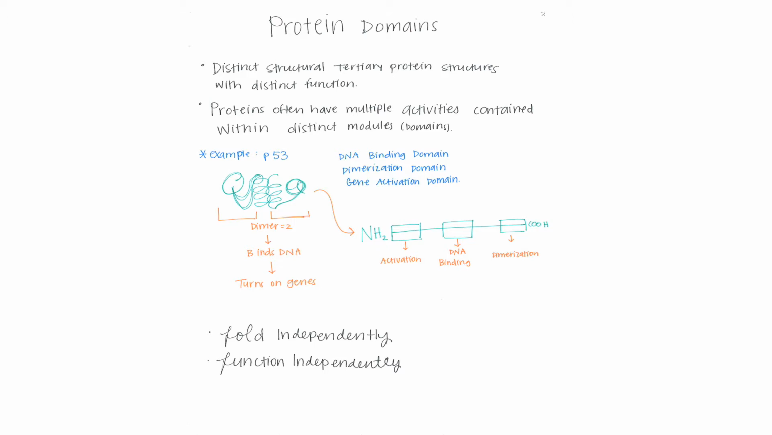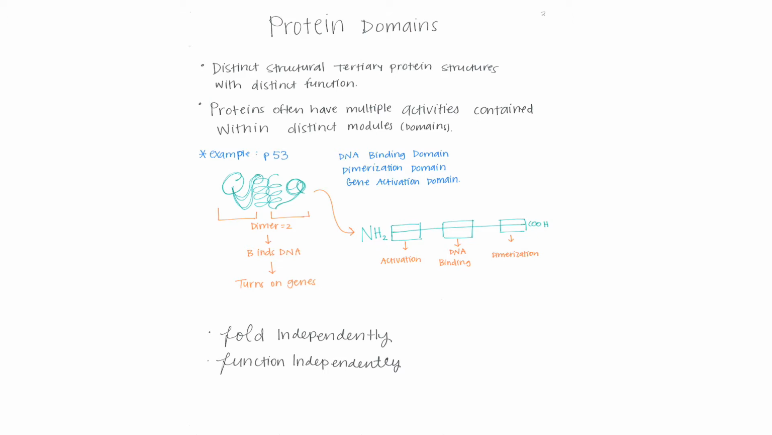So we're talking about protein domains, and the way I define it is distinct structural tertiary structures, protein structures with very distinct functions. And again, proteins often have multiple activities, and those activities are contained within distinct modules, and that's what we call a domain. So let me give you an example. This is p53. This is a protein that we've been working on for a long time, and I'll talk more about it later. It's a protein that induces apoptosis, a tumor suppressor.